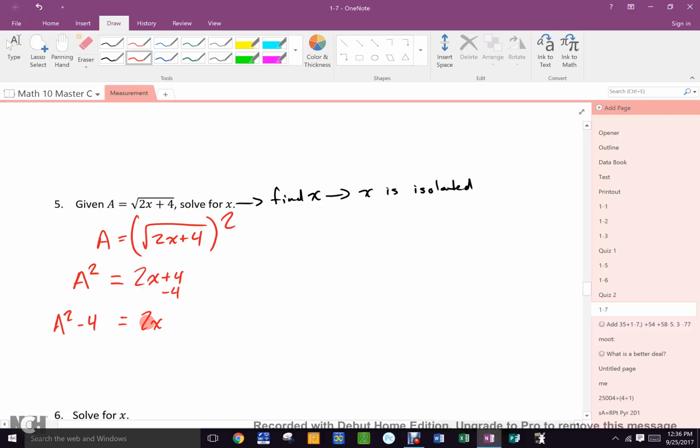Now how would I get rid of this 2? Divide by 2. So what would be left on the right? And what would be over here? A squared minus 4, all divided by 2. And that's the answer.